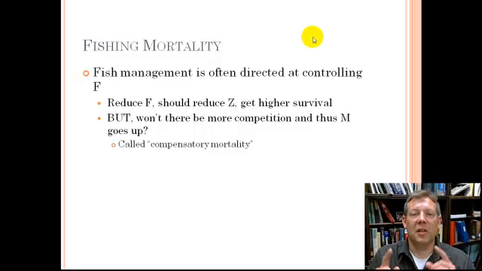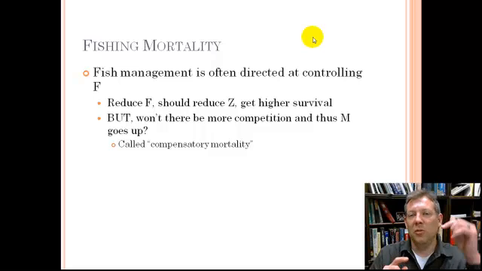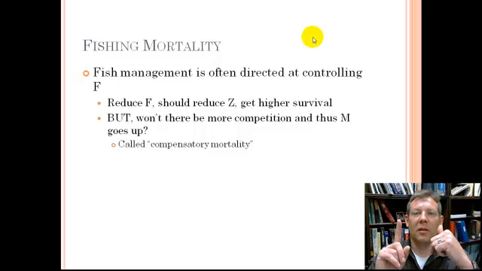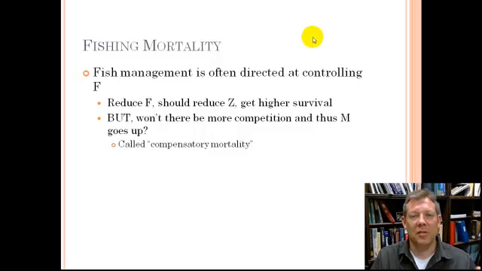And we call this compensatory mortality. By reducing fishing mortality, we might be increasing natural mortality, and so you might not get an actual effect on the size of the population.